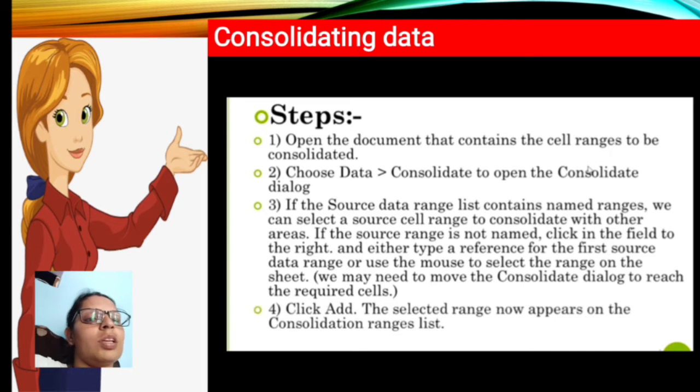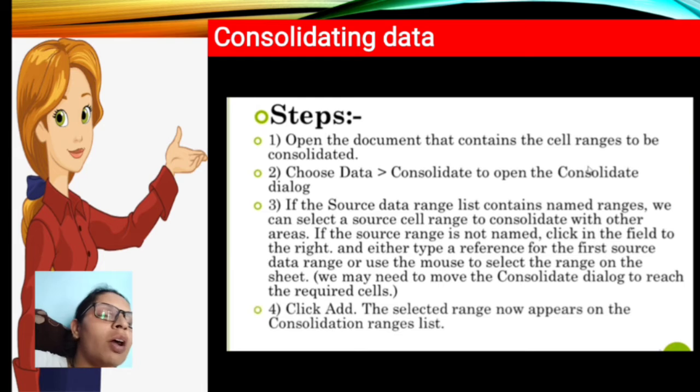If the source range is not named, click the field to write and either type the reference of the first source data. Means you must provide the main reference of the first source of data. We may need to move the Consolidate dialog box to the required cells. Click on the Add option and select the range. Now it appears in the Consolidate range list.